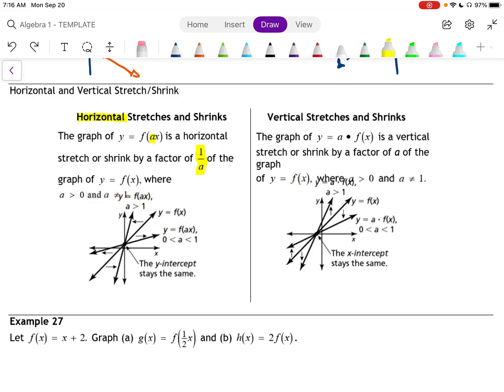Then the vertical stretch or shrink is whenever the number is out front. With it, you don't have to deal with the reciprocal. Whenever the number is more than 1, we think of it as a stretch. It makes it larger. If it's less than 1, it's a shrink. It makes it kind of smaller.